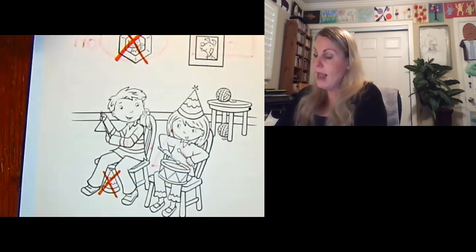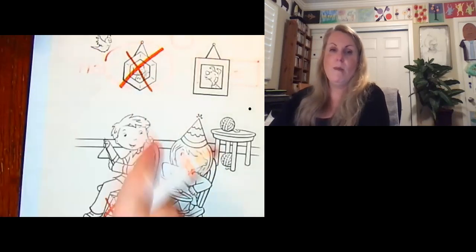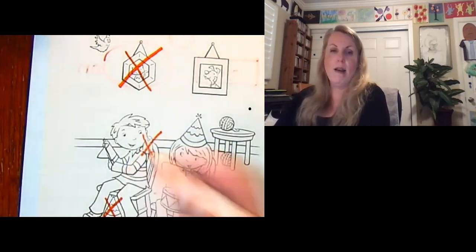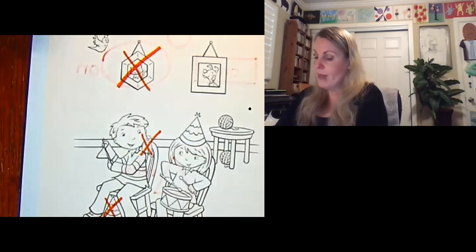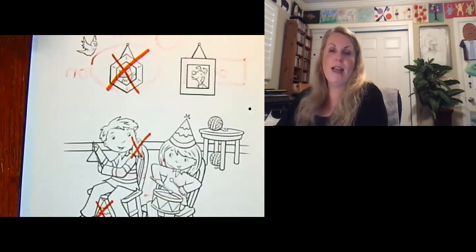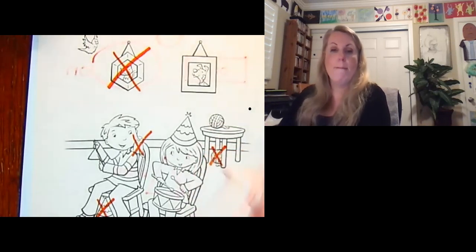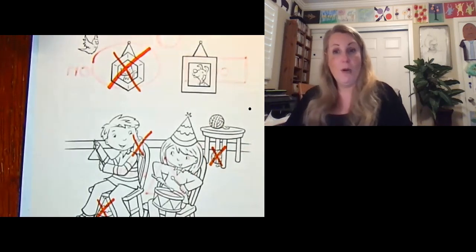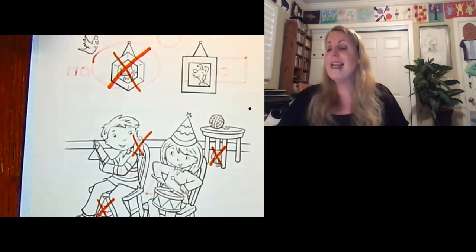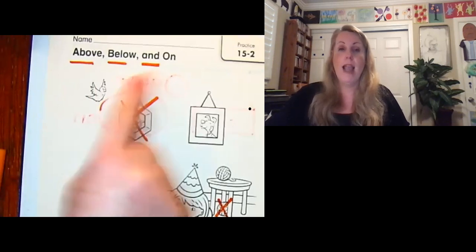Very nice. Now let's look at the bird. Now there's 2 birds, but we want to choose the bird that is on the boy. On the boy. Very good. And now I want you to look at the yarn. We want the yarn that is below. So this one is on and this one is below. Some of those words sound a little bit tricky, but once we get used to it and we use our good listening, it is easy to identify above, below, and on.